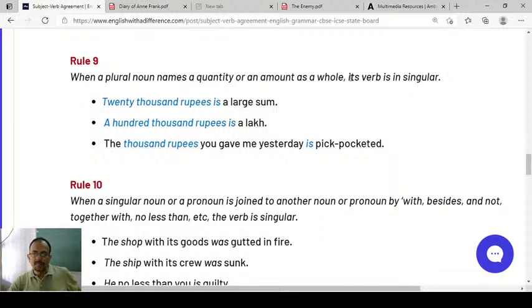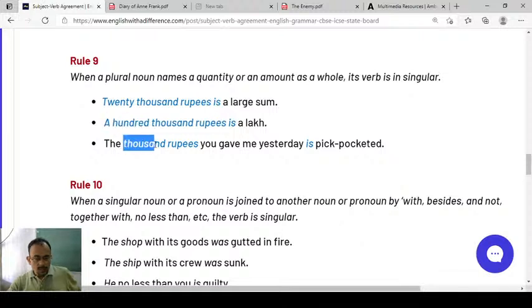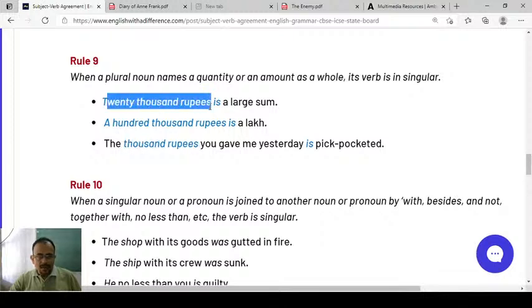Next, rule number 9. When a plural noun names a quantity or an amount as a whole, its verb is singular. Plural nouns mean 20,000 rupees, 100,000 rupees, 1,000 rupees. So, dear students, whenever plural nouns are considered as a whole, like when I say 20,000 rupees is a large sum, the 20,000 rupees is taken as a whole. That is why it has taken a singular verb.